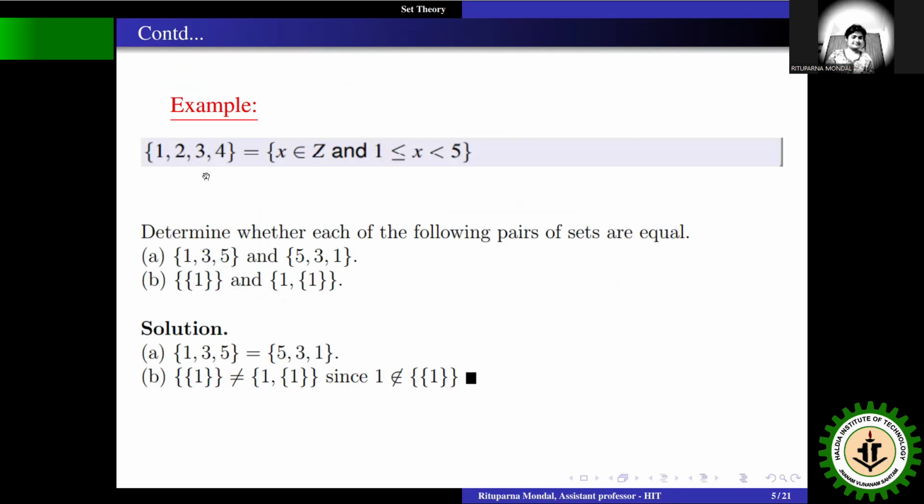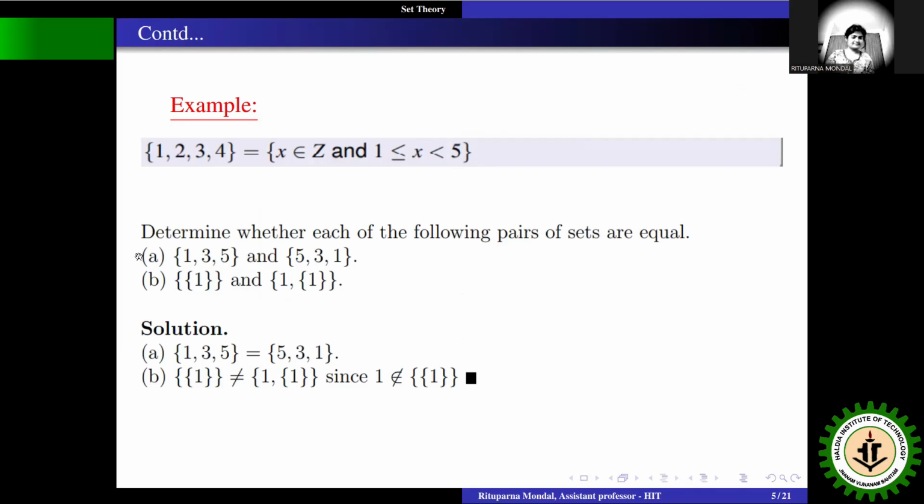Now if we take an example, here this set contains the elements 1, 2, 3 and 4, and this set contains the elements x such that x belongs to Z and 1 less than or equal to x less than 5. So from here we can say that this set contains the elements 1, 2, 3 and 4. Hence these two sets are equal sets.